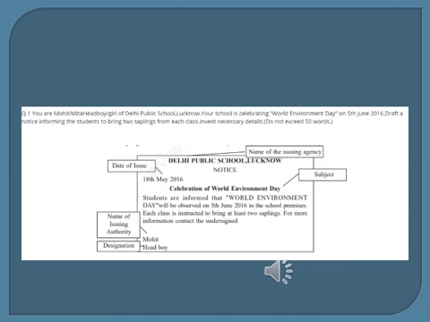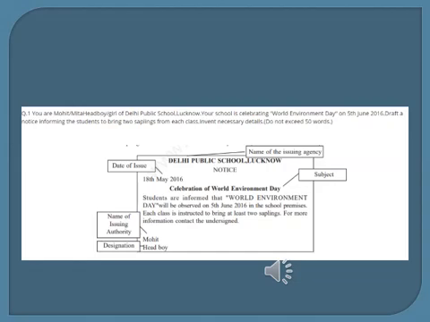Let us revise and remember whatever you have studied about the format of the notice. Now, how will the question appear in the examination? You are Moe or Meera, head boy or head girl of Delhi Public School, Lucknow. Your school is celebrating World Environment Day on 5th June 2016. Draft a notice informing the students to bring 2 saplings from each class. Invent necessary details. Do not exceed 50 words.